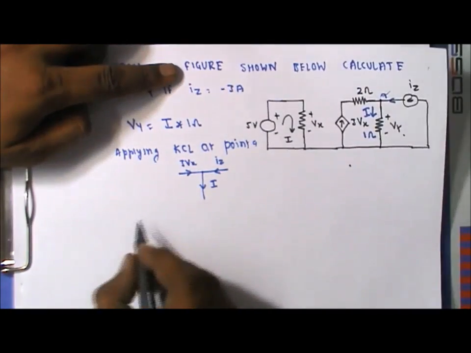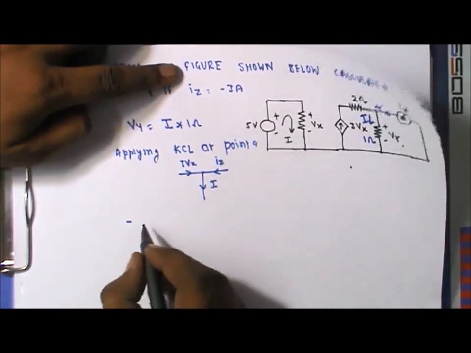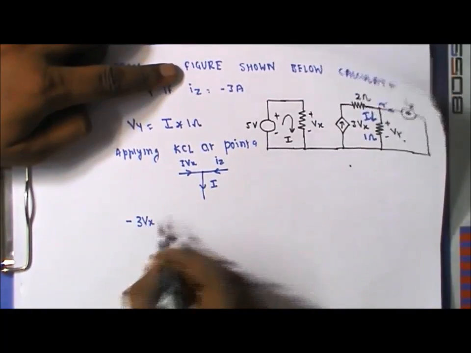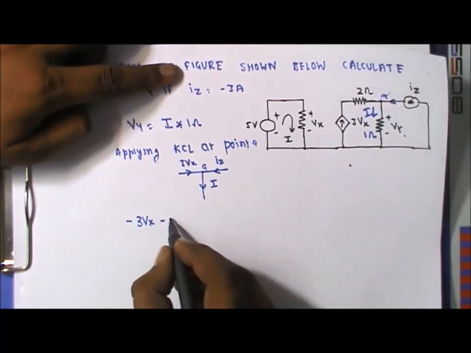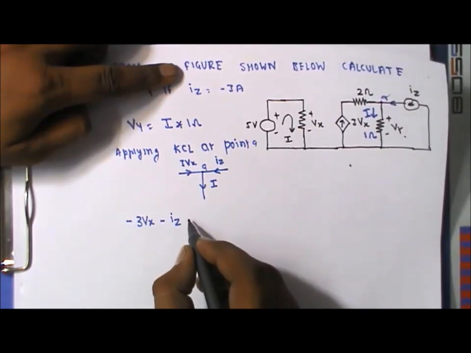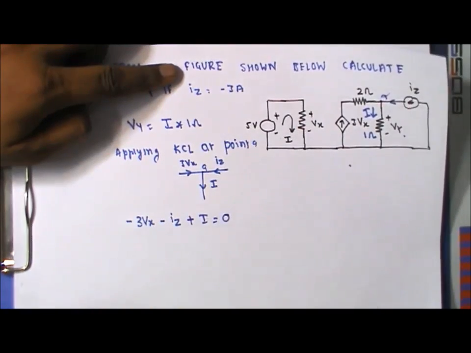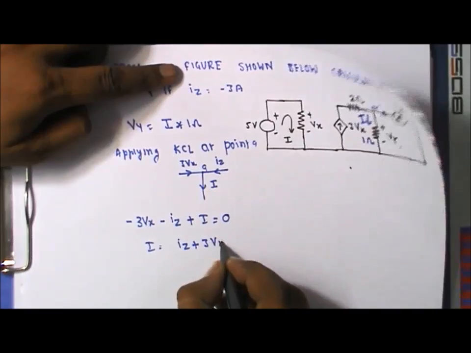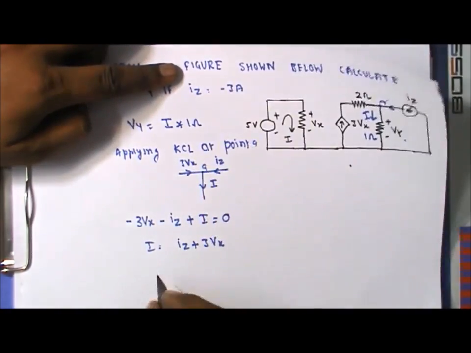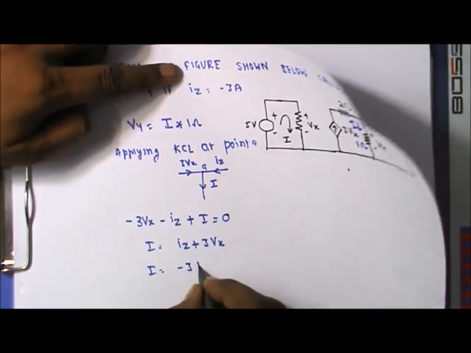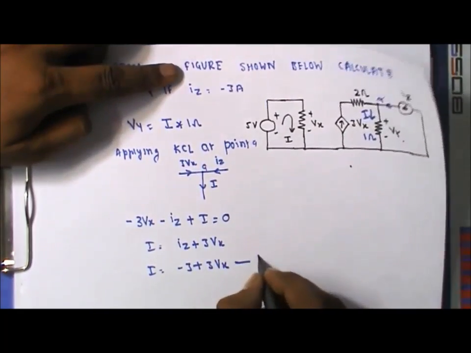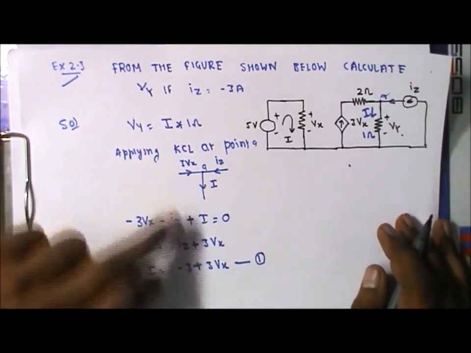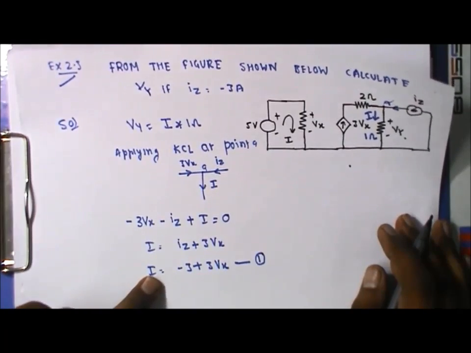Applying the KCL, we can write the equation. This 3Vx is entering the node, so it is minus 3Vx, minus Iz, and I is leaving, that should be equal to 0. So I should be equal to Iz plus 3Vx. The Iz value is minus 3 ampere, so I equals minus 3 plus 3 into Vx, equation 1. In order to calculate the value of Vy, if we are able to calculate the value of I, then we can easily calculate it.